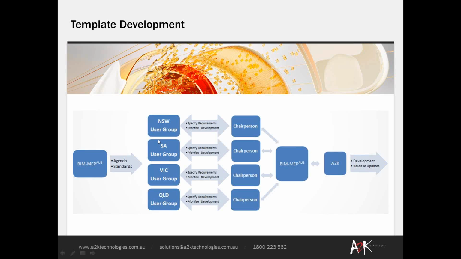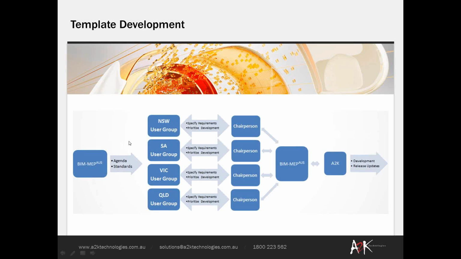A big part of the user groups is reviewing the Revit template and the content which we've just been looking at. They then bring that feedback back to a single person, or a chairperson, of each of those groups, who then feeds that feedback through to us. It goes back through BIM MEPAUS and then back through to us at the end, us being A2K. We then actively, as I said, prioritise and work with the user group to say what we're going to develop from that feedback, what is most needed, etc. We then work through those updates, release a new version of the template, and then that cycle will pretty much go through again.